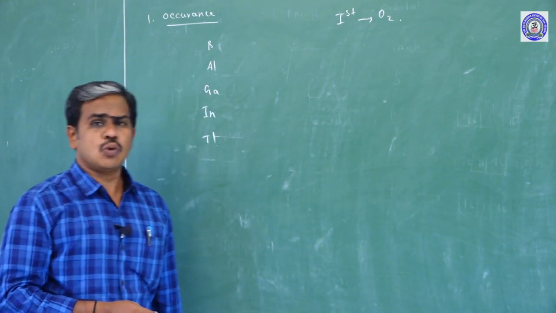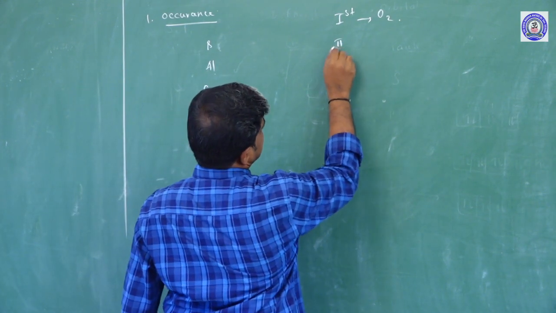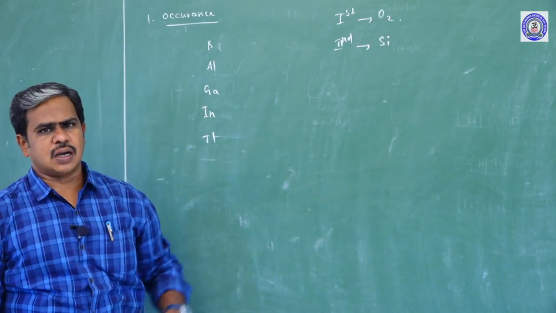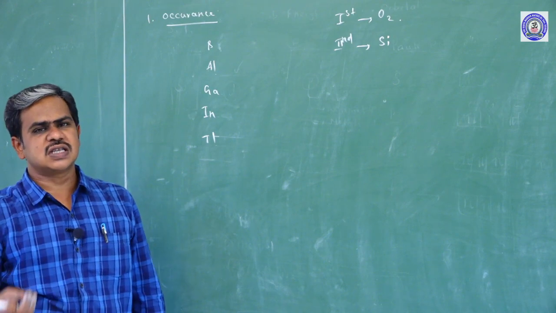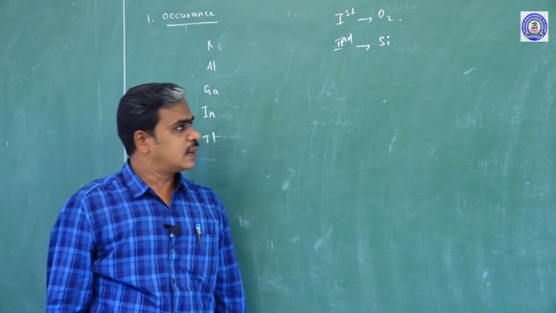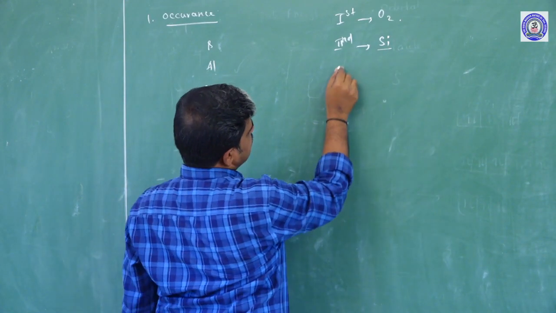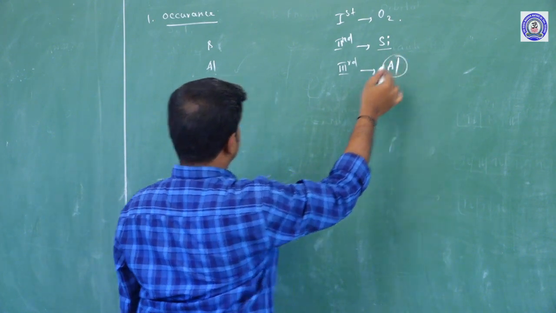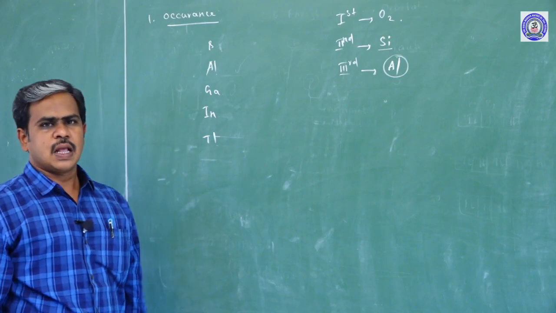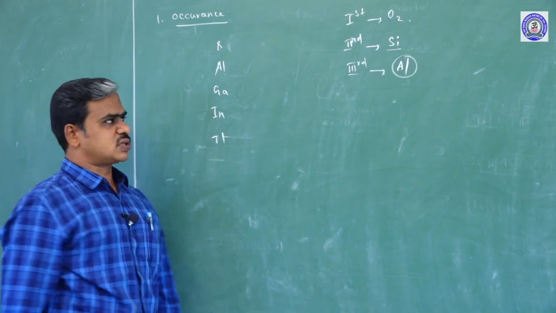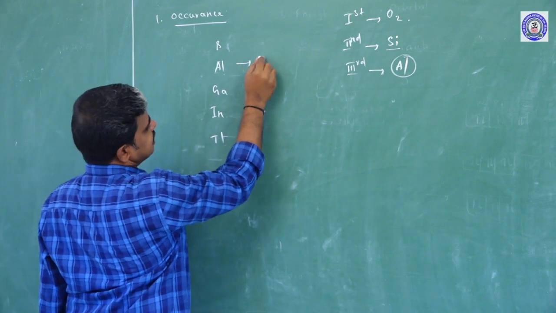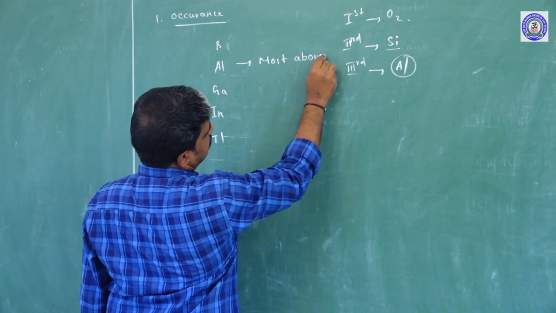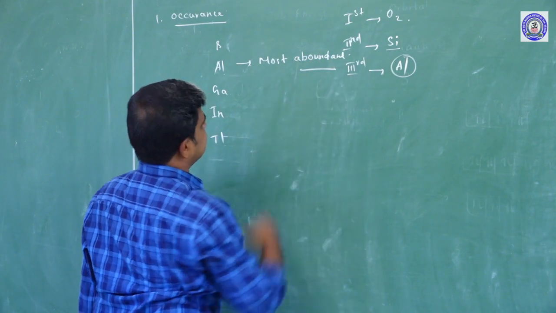What is the second most abundant element in the earth's crust? It is silicon. Oxygen is mostly present in water, and in air at about 28 percent, and silicon occurs in the form of sand. The third most abundant element in the earth's crust is aluminium.